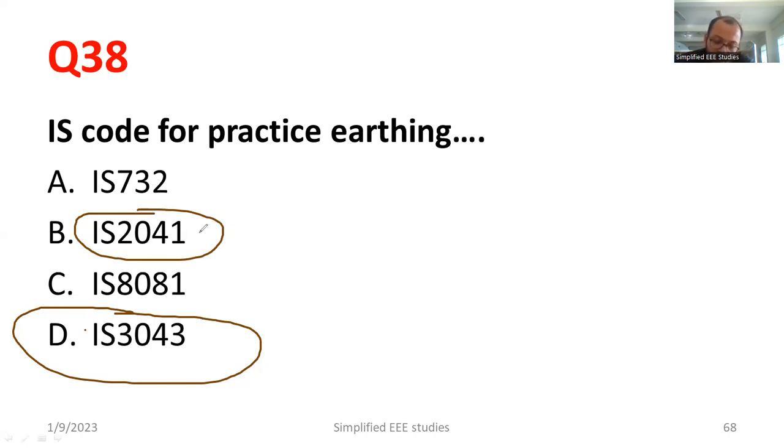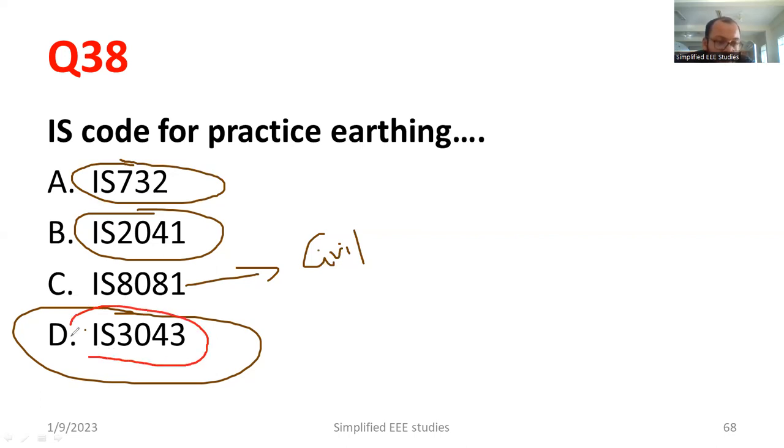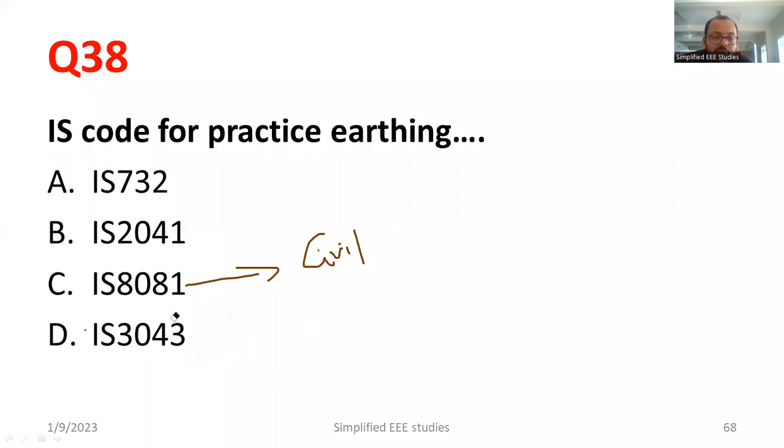For electrical wiring installation, you can go for IS 732. Why am I not mentioning IS 8081? Because this is related to construction, especially civil engineering, the civil department. So from this, which is the right answer, you can tell me. So for earthing, you have to go for IS 3043. This is very important. Fine. You have to bifurcate all the different types of codes. You can expect this kind of question in the competitive examination.